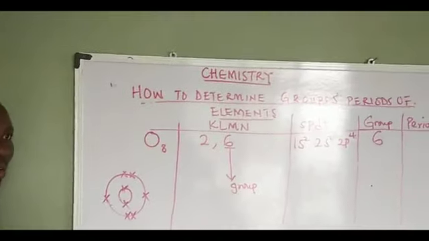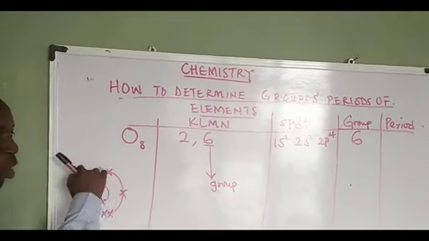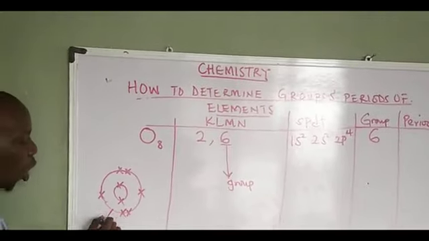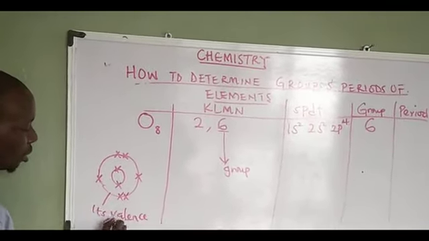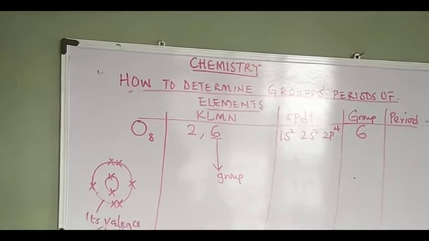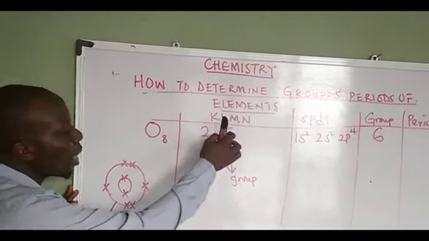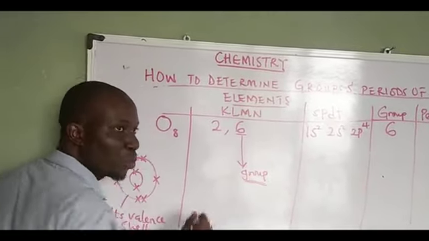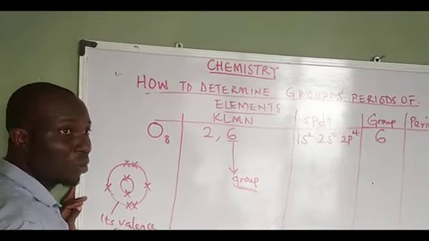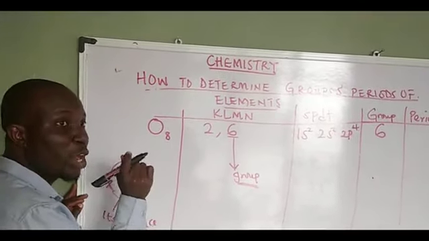Are you getting it now? So the outermost shell of an atom is also called its valence shell. I hope that is clear now. Now, the number of electrons in the valence shell represents the group. Is that clear now?